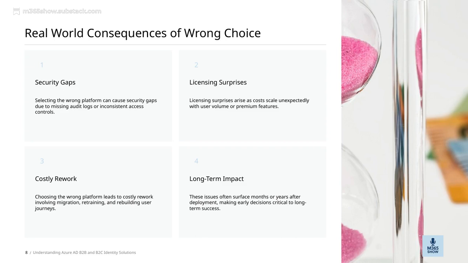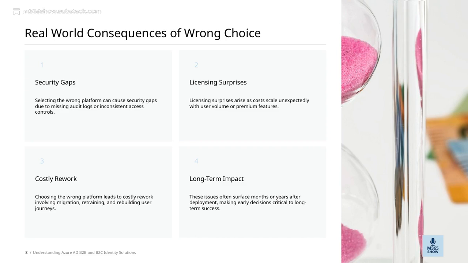If you choose the wrong platform, you might find yourself facing costly rework down the line. This includes migrating to a new system, retraining staff, and rebuilding user journeys, things that can be both time-consuming and expensive. Another common surprise is with licensing costs. As your user base grows, or if you start using premium features, costs can scale unexpectedly. Without proper planning, these surprises can significantly impact your budget.